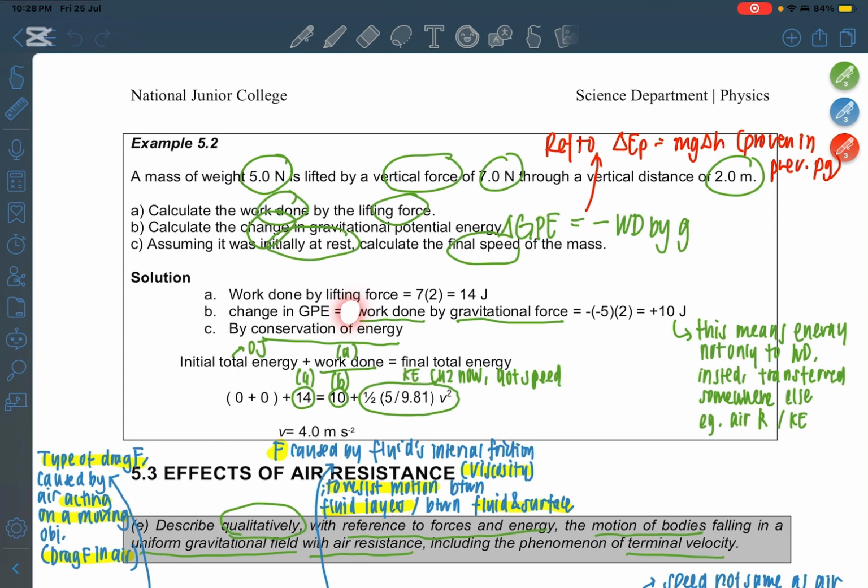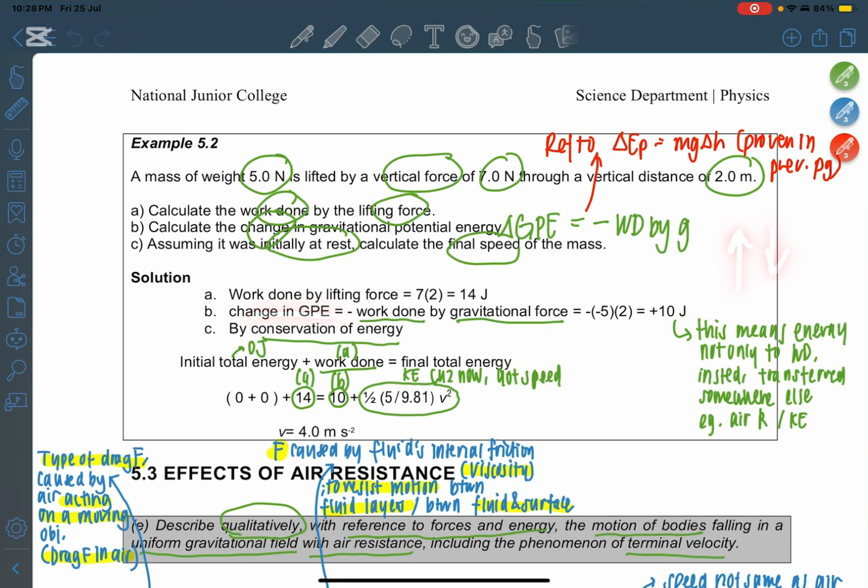This change in GPE is going up, right? Imagine it's going up. But the work done by gravitational force is working against the guy. So that's why there's a difference in direction. And so you put in the values, which is -5. Why -5? Weight is acting downwards. Meanwhile, change in GPE is upwards.